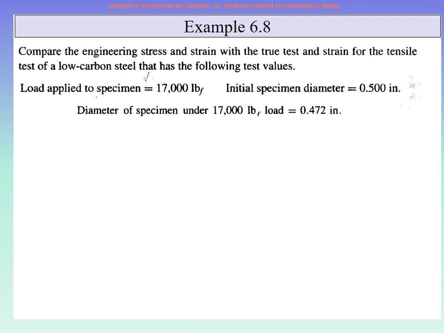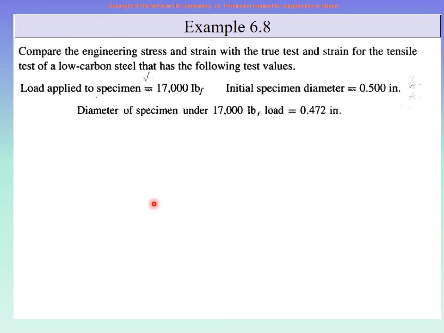Now the next part. How to find the engineering strain, because you don't have delta L upon L? You have only areas. A naught is known, Af is known, but not the other values. So how do you do it? Okay, let us do it. Delta L upon L naught. Delta L is what? Li minus L naught, right? Current length minus initial length. So Li minus L naught upon L naught.